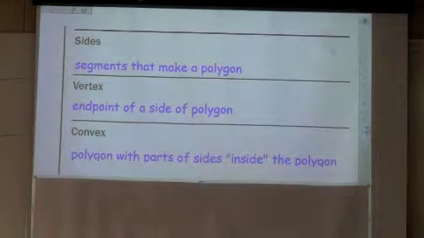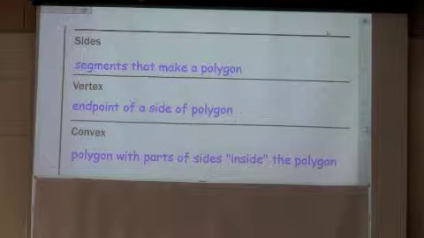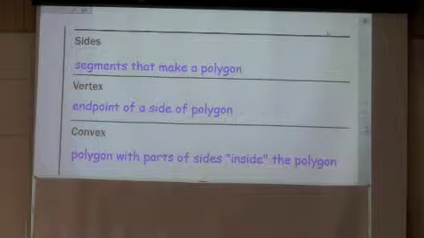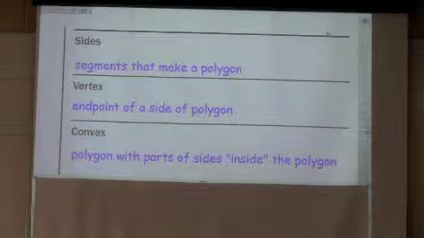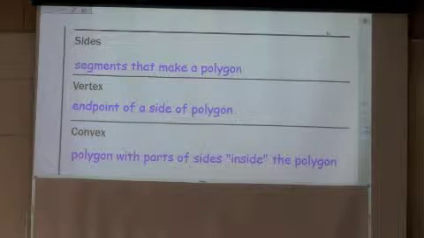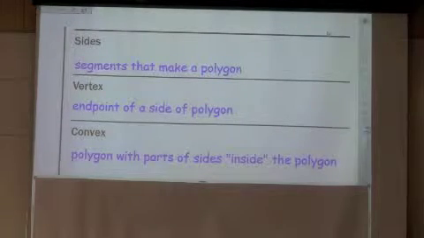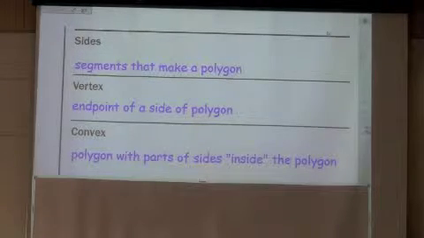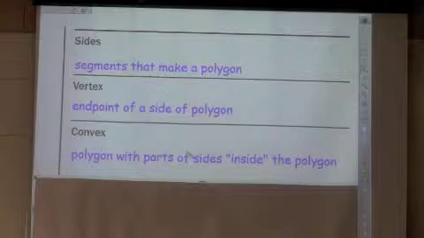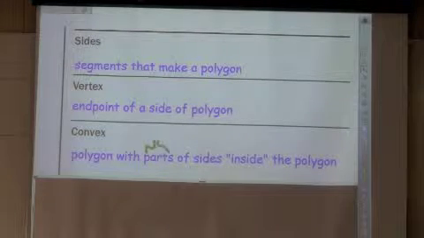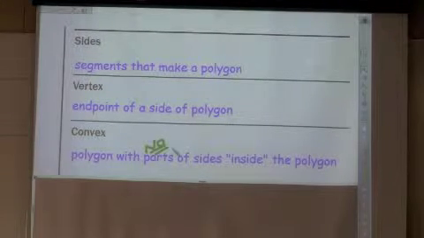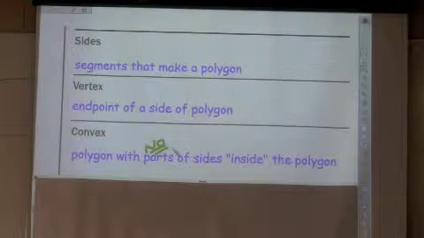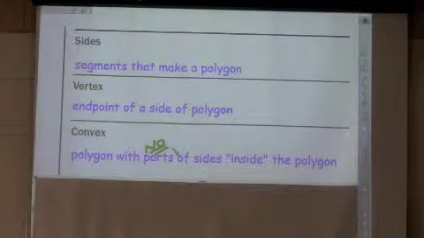All right, convex. 2 other words here. First one's going to be convex, and the other one's going to be concave. And I'll flesh those definitions out a little bit after we go through concave. But convex just means you have a polygon with no parts of sides inside the polygon.